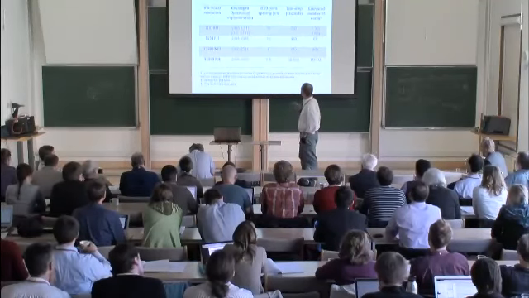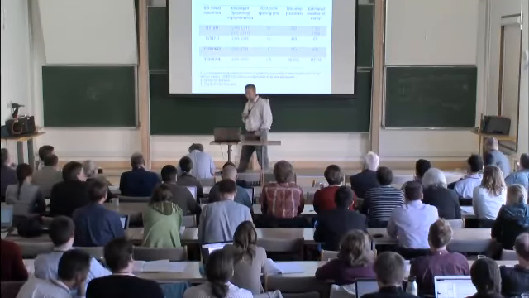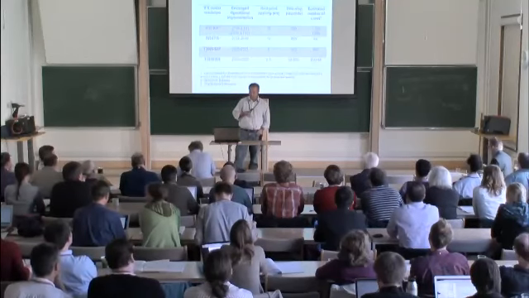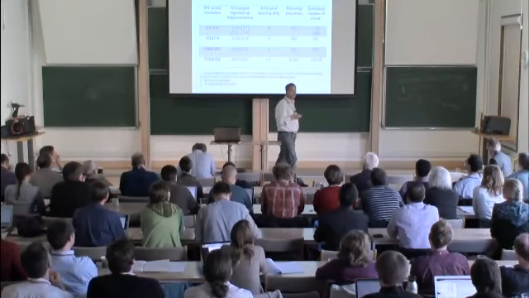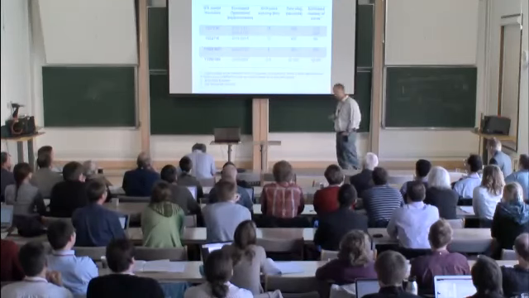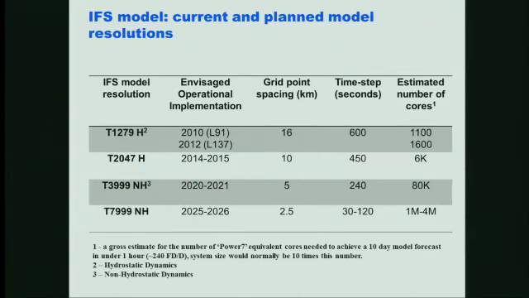So let's start with current and planned model resolutions. There are obviously uncertainties on this slide when we look at the future. But you see our current resolution, T1279, is a hydrostatic model. We envisage that in the next few years we will upgrade to a horizontal resolution of T2000, or 10 kilometers, which will still be hydrostatic. We have done a number of tests already, and we do not see any difference changing to the non-hydrostatic formulation other than quite an increase in cost.